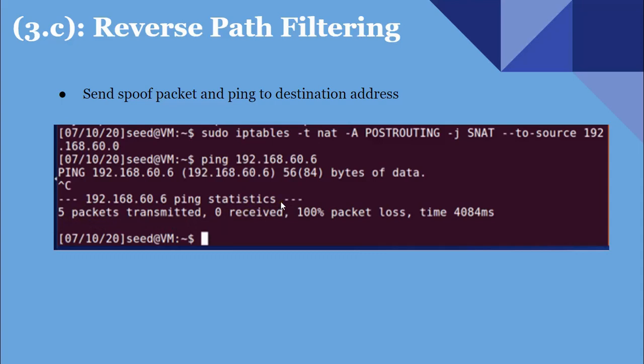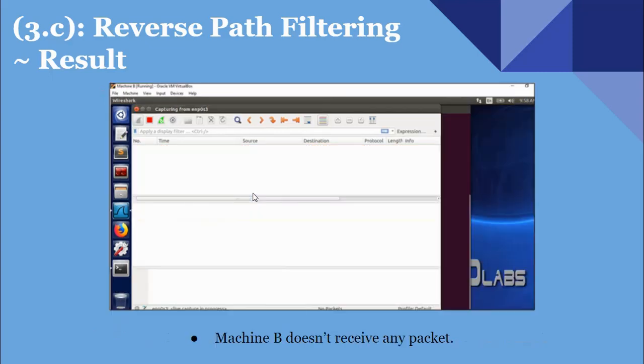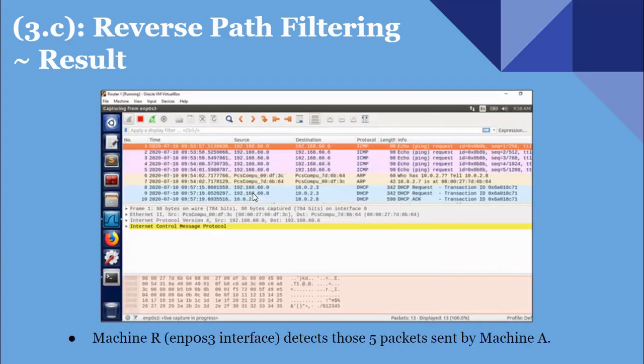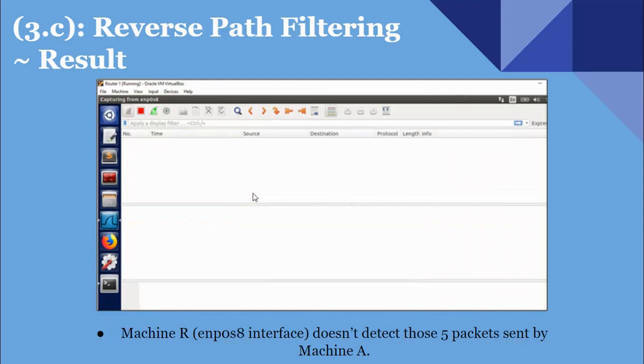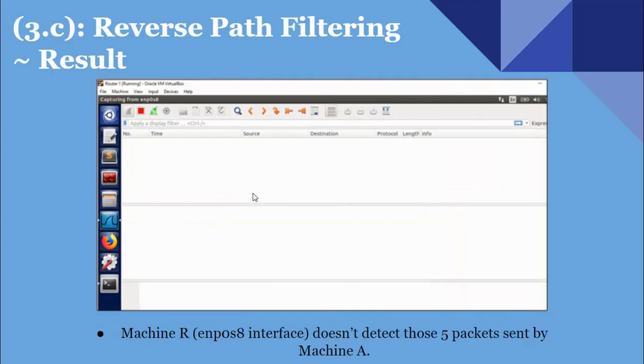And we will see the Wireshark from machine R. You can see that machine R detects those 5 packets sent by machine A, ICMP protocol here 5 times. You see there are 5. But is it forwarded to machine B? Okay, we find out. Machine B doesn't receive any packet, so that means machine R doesn't forward those 5 packets. This is the view of machine R. Machine R has 2 networks as just now. This one is the result of the first network, the NAT network, and this one is the result for the second network, which is the internal network.